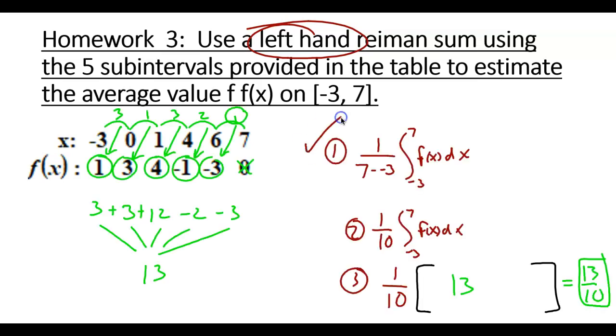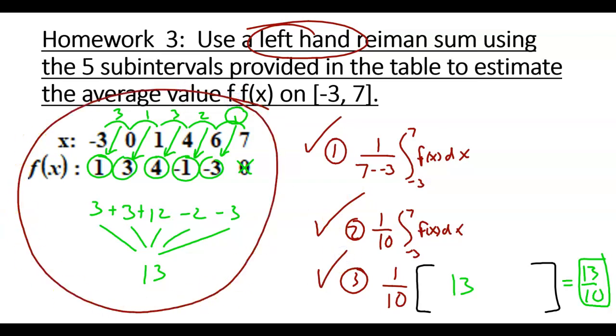Okay, so step 1, set up your problem. Step 2, simplify the fraction in front. Step 3, we need to find the integral, which is over here. I've done my left-handed Riemann sum, and I came up with 13. So this becomes 13, and then multiplying that by 1/10 is 13/10, and that would be my average value.